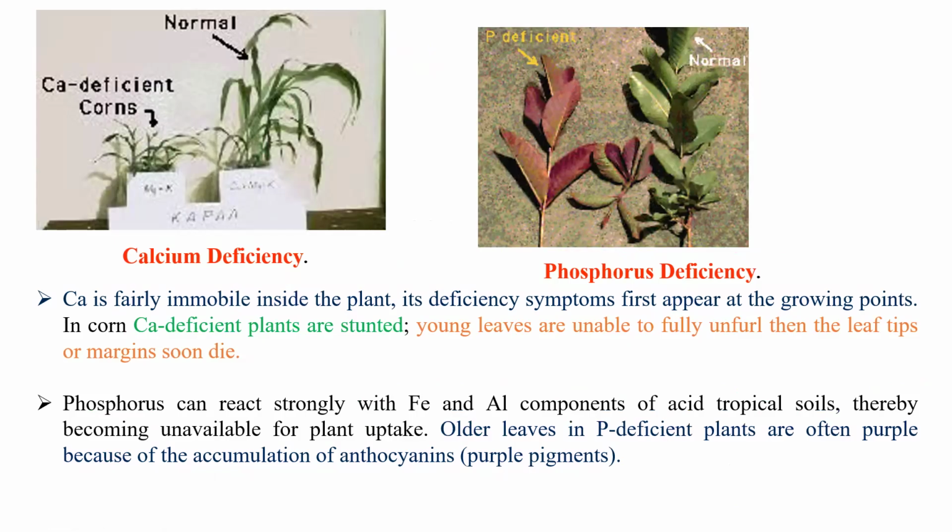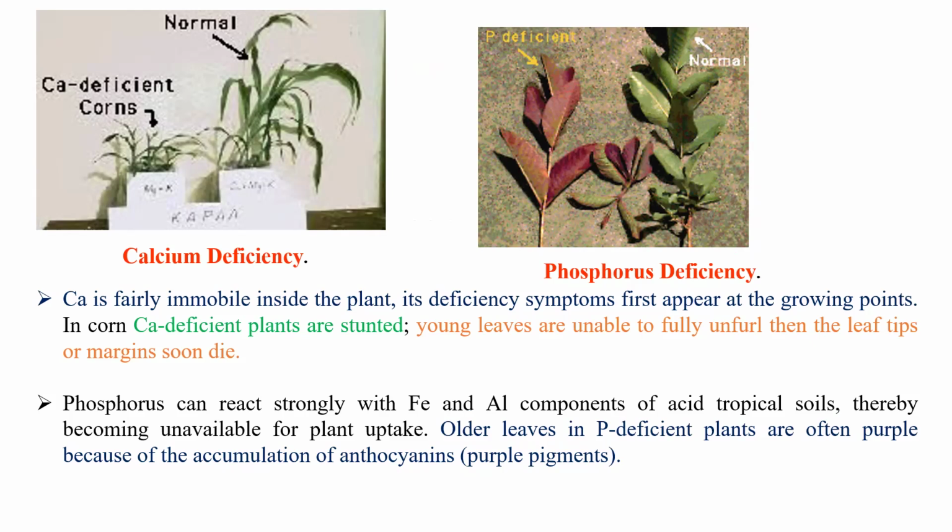Next is calcium deficiency. Calcium is mostly available at a pH of 5.5 to 6.5. So as the acid soil's pH is less than 5.5, there is deficiency of calcium. Calcium is mostly immobile in the plant, and its deficiency symptoms are mostly seen in the growing tips. The symptoms include stunted growth, young leaves tend to unfurl at the leaf tips, and leaf margins soon die.